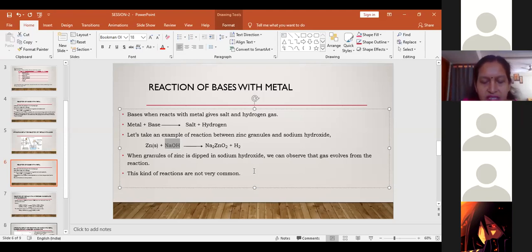Now, if you see, these kinds of reactions are not very common. Can anybody guess why? I have written here, this kind of reaction is not very common. Anybody can guess? Okay, let me take somebody's name. Yuvika, can you guess why we say that the reaction of metal with acid is common but not with base?